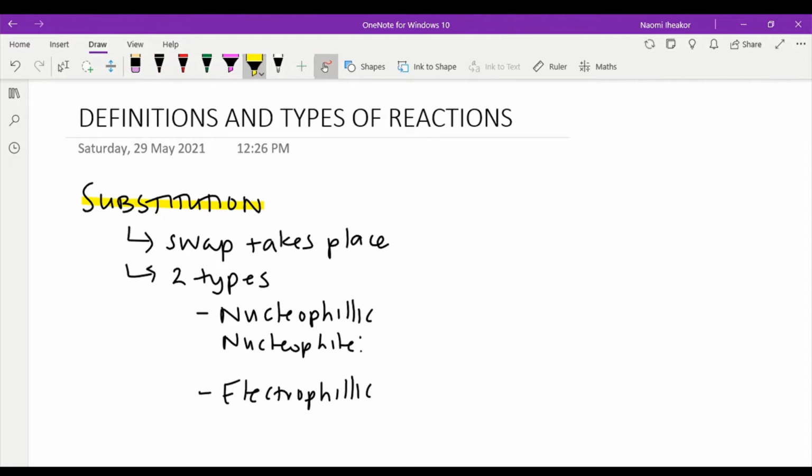If we break down the name, we can see that there's this phile here, which means loving, and this nucleo here, which means nucleus. So we're talking about something that loves a nucleus or is looking for a nucleus. So the species itself, a nucleophile, is going to be electron rich. And because it has spare electrons on it, it's going to be seeking a nucleus to fill up that space.